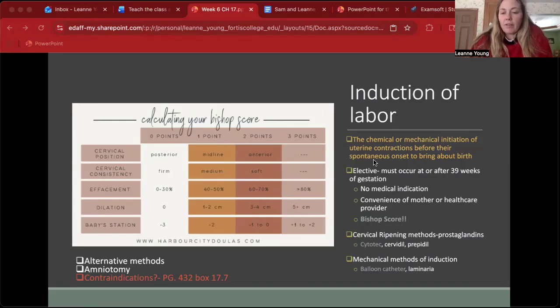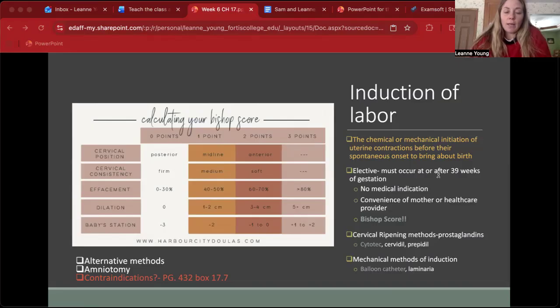Alternative methods that aren't typically used in the hospital are blue cohosh, castor oil, and evening primrose oil. These are some things that women will typically do at home to start their labor before they go into the hospital, or to try and get their labor going.